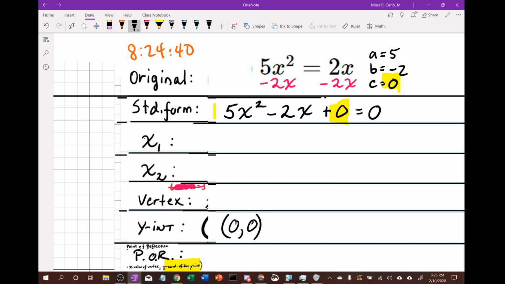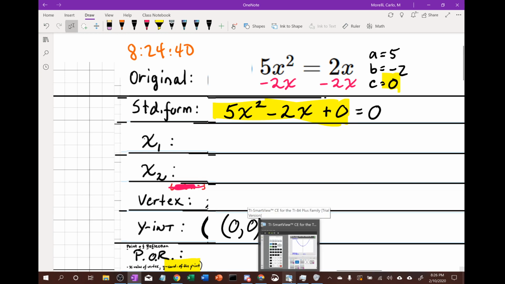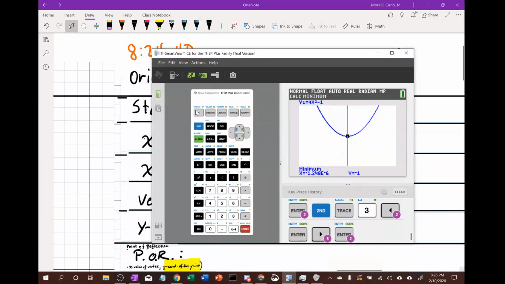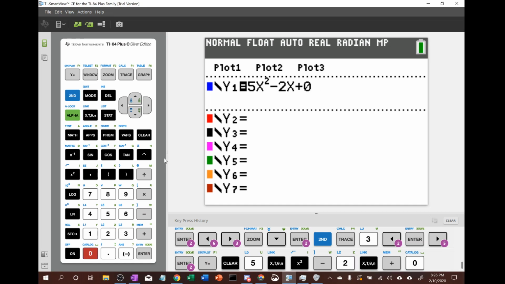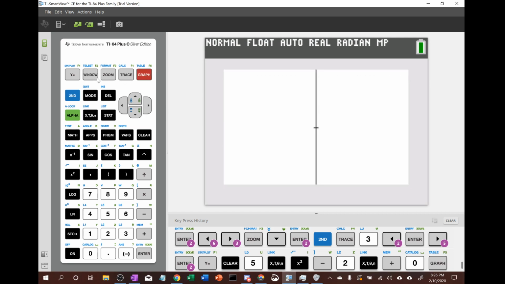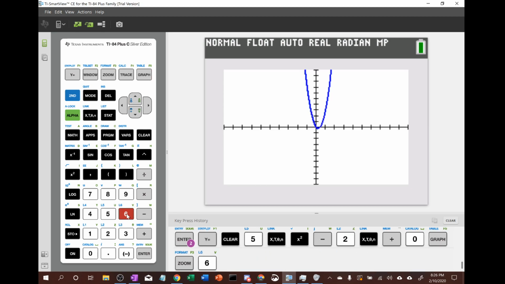You ready to put this in the calculator? This time we're going to use the TI because I really don't know which one you'll have. All I really have to put in the calculator is 5x squared minus 2x plus 0. It's not going to matter. Then we're going to hit graph, and I'm going to zoom 6 to get back to standard. There we go.